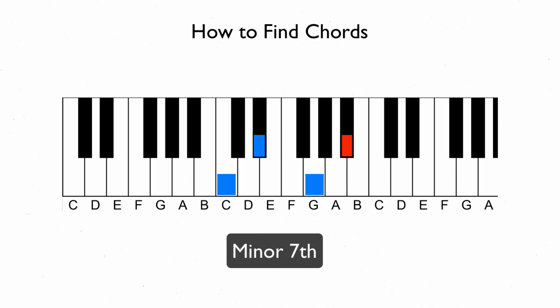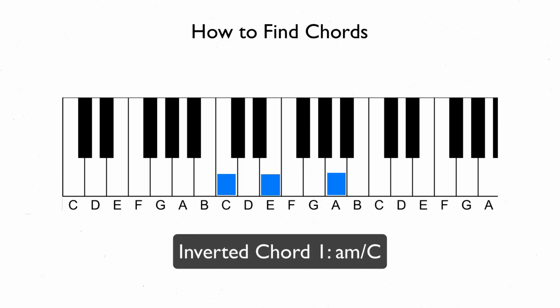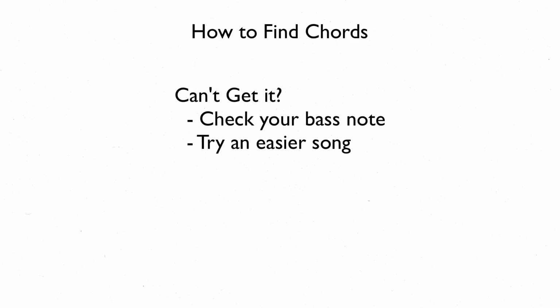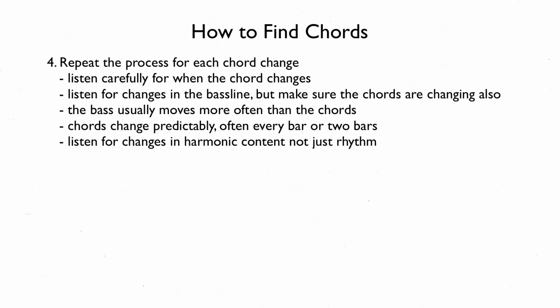From here you can either try one of the suspended chords, the diminished chord, or either of the 2 inverted triads you can form from the given bass note. If none of these work, you either have the wrong starting bass note or are trying to transcribe a moderately difficult song. From here, you repeat the process for each time the chord changes.